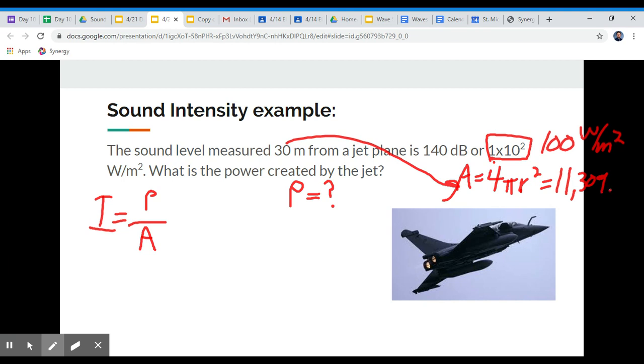Hopefully you got 11,309.734. Oops, that is not what I want. And that is meters squared for my area. Now I plug that area into my equation over here, and I end up with power being equal to intensity times area. So I will just have 100 times 11,309.734. So essentially, we're just moving the decimal place.